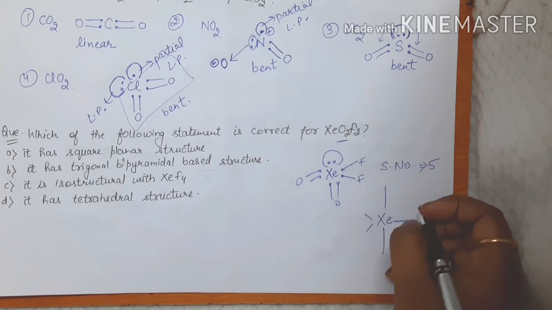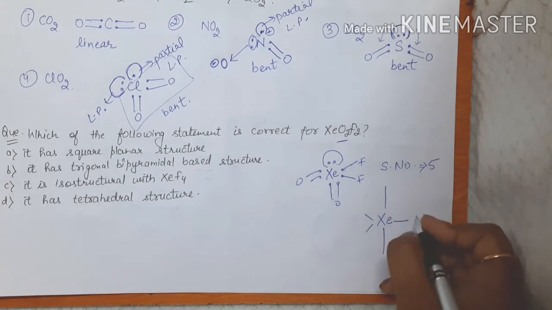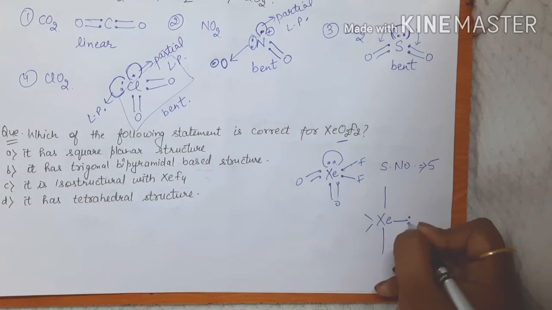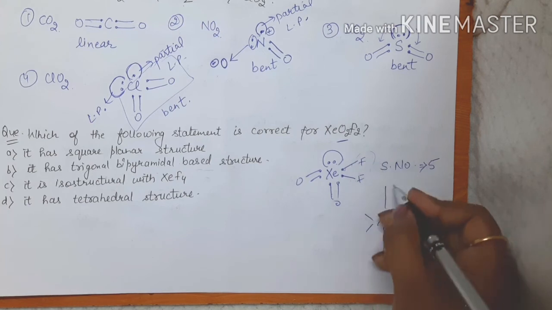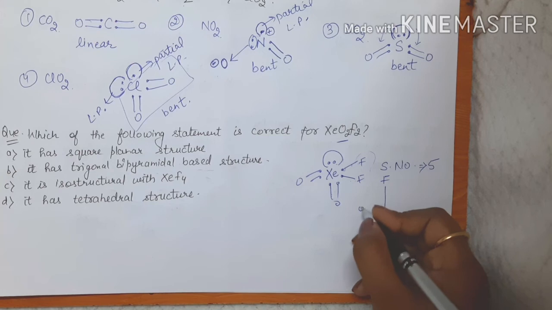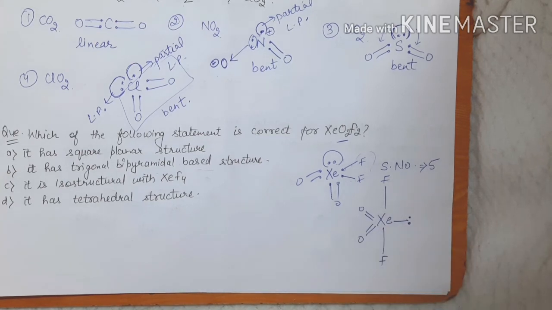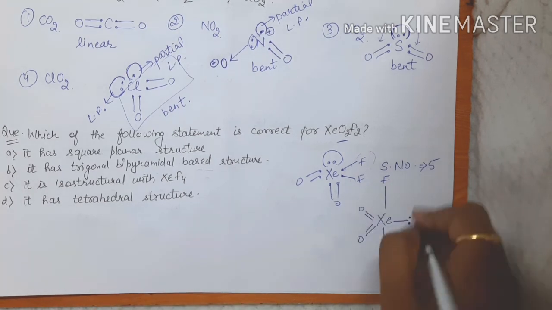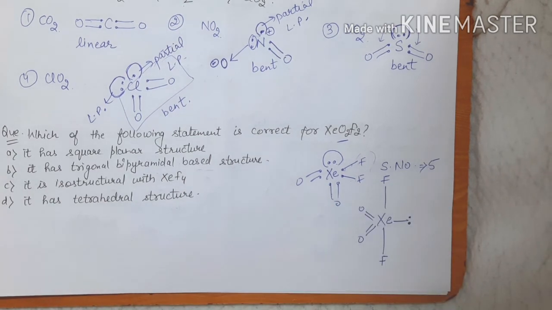Right? So now for arranging these, we have to go for Bent's rule. According to Bent's rule, the lone pair is going to attach here. Fluorines are electronegative, they are going to attach at these 2 positions. These 2 oxygens will be attached like this. Right? So now this is the geometry of XeO2F2. Now we'll look for the statements.